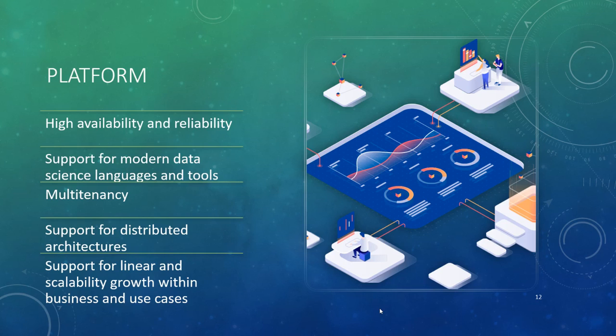So a platform that meets all these demands has to have the following characteristics. It needs to be highly available and reliable. It needs to support modern data science languages and tools, must support multi-tenancy, must support distributed architecture, and must support linear scalability growth within business and use cases. And a single platform approach is key to increase agility, supports a holistic approach, and reduces the effort and time required to copy or move large datasets across siloed teams or processes.